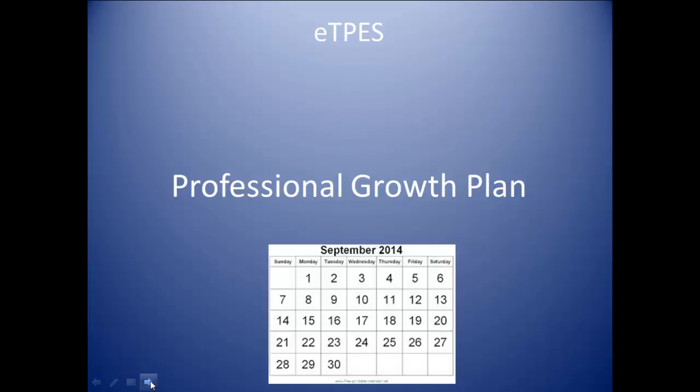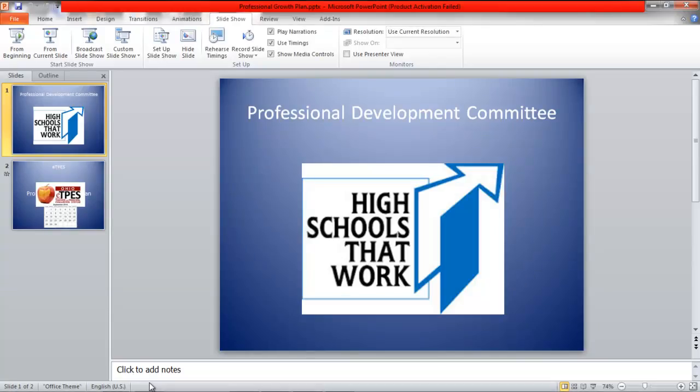Remember, Josh Young put together a timeline for us of when certain things are due this year. And this professional growth plan is due on September 12th. So keep that in mind, September 12th. Yeah, so let's move on here. I'll try to zoom through this as fast as I can, guys.